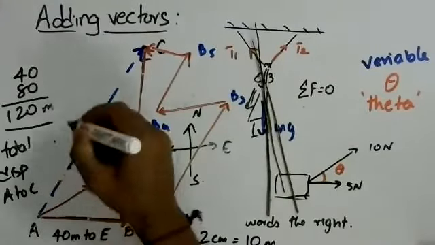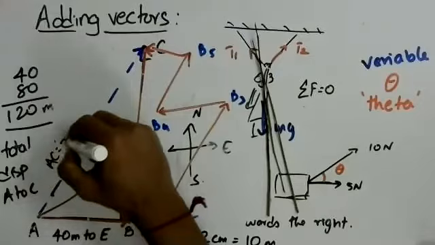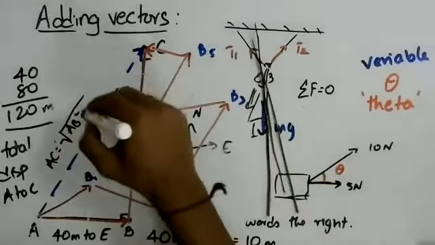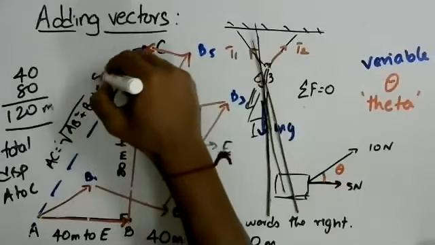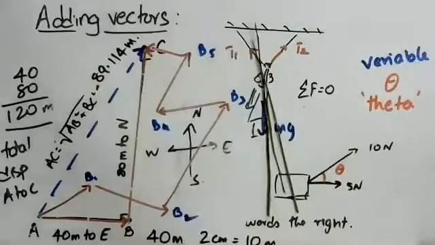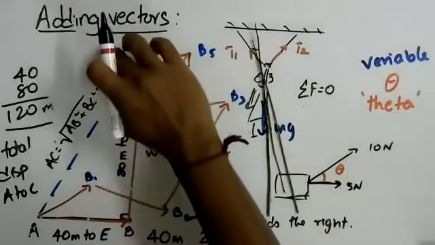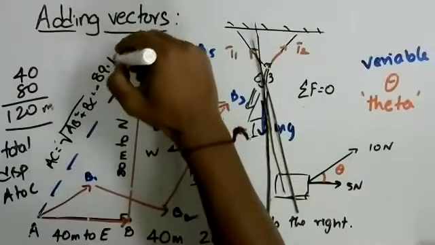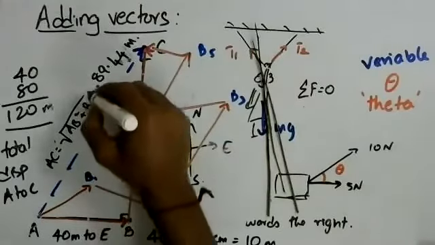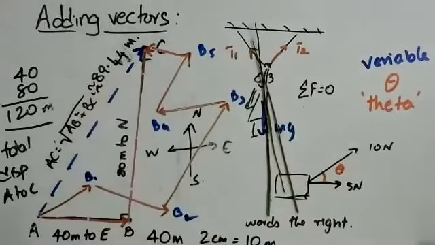You have to find this out. You can say that 89.44, square root of AB square plus BC square, which is 89.44. Correct? Yes. Approximately 89.44 meters. So this is the point about vectors.